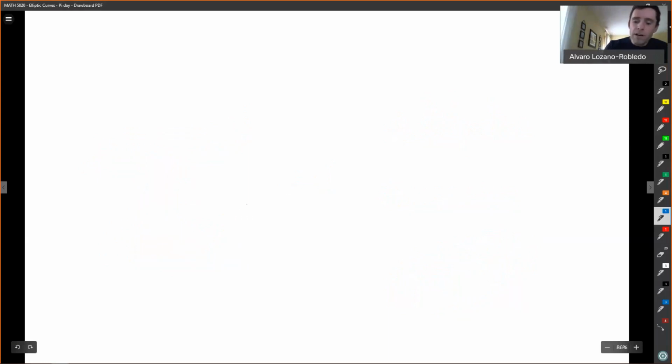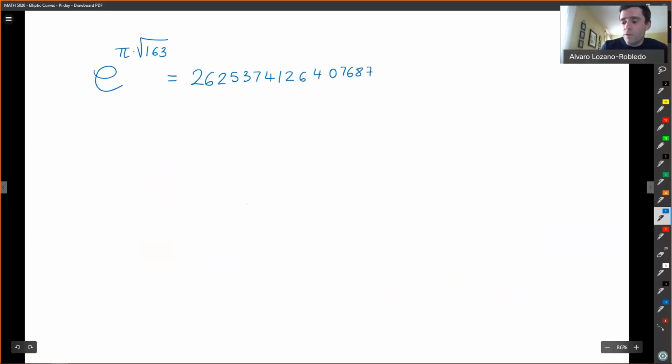Look at this number. It turns out that e to the pi times the square root of 163 is an integer. What? Well, let's see. So if you write the expansion of this number, this is 262537412640768743. So it's an integer. And of course, it's not an integer, but your calculator might think so because it's really close to an integer.